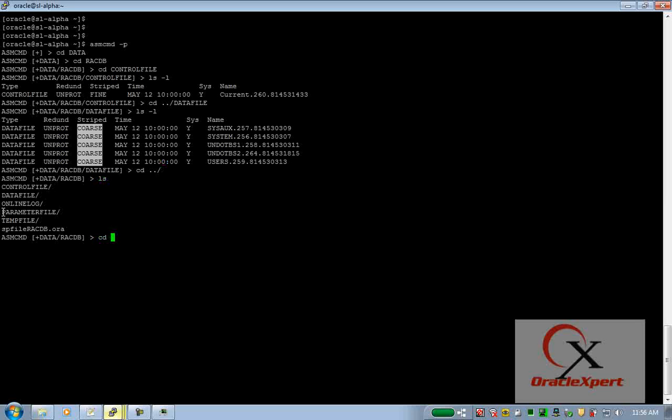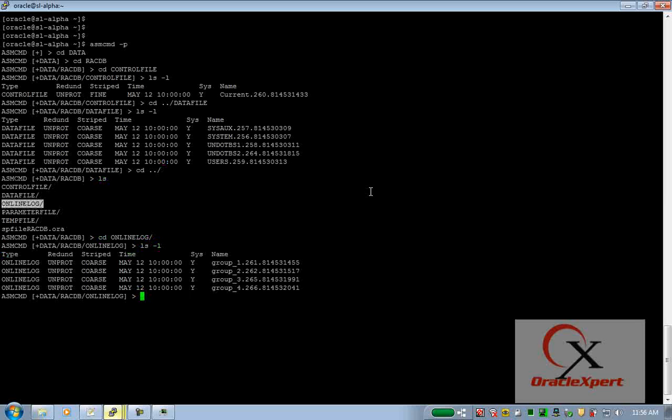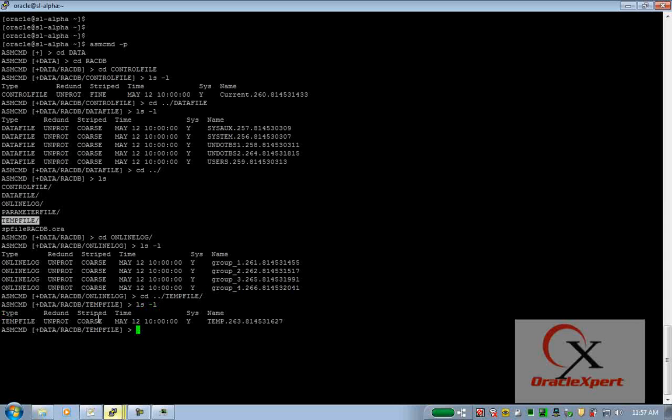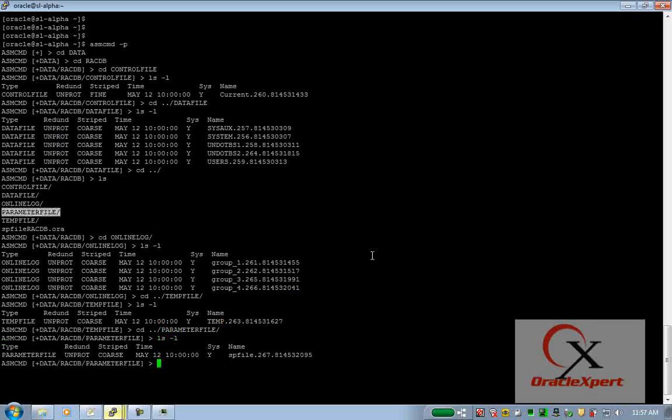If I go to online redo log, what type of striping style does it use? Coarse. If I go to temp file, what type of striping does it use? Coarse. If I go to parameter file, what type of striping does it use? Coarse. So except for control file, all other files are striped using coarse method.